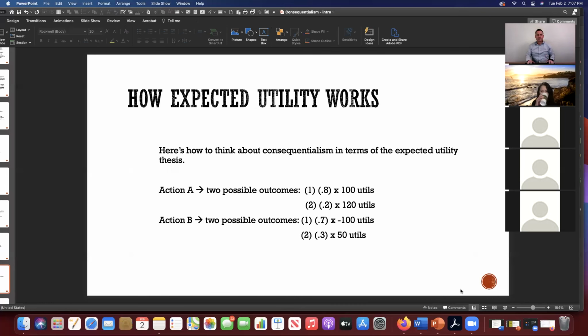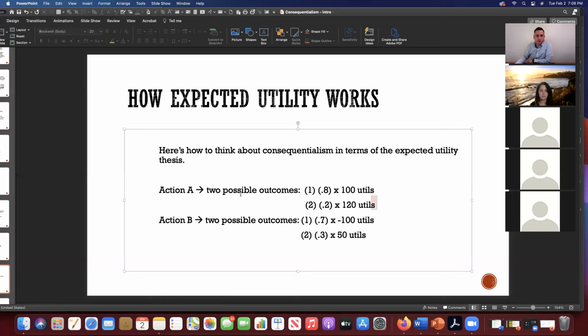So just to give you a sense of how the expected utility works, in case it was a matter of doing the pros and cons and thinking about the expected outcomes and the probability that those outcomes emerge and the values associated with them. So action A and action B, just in the abstract here, two possible outcomes. Outcome 1 from doing action A is that there's an 80% chance, or 0.8 chance, that 100 units of goodness, utils, let's call them, would occur. And then the second possible outcome for performing action A, just to simplify things, is a 20% chance, or 0.2 chance, that 120 units of goodness would be brought about.